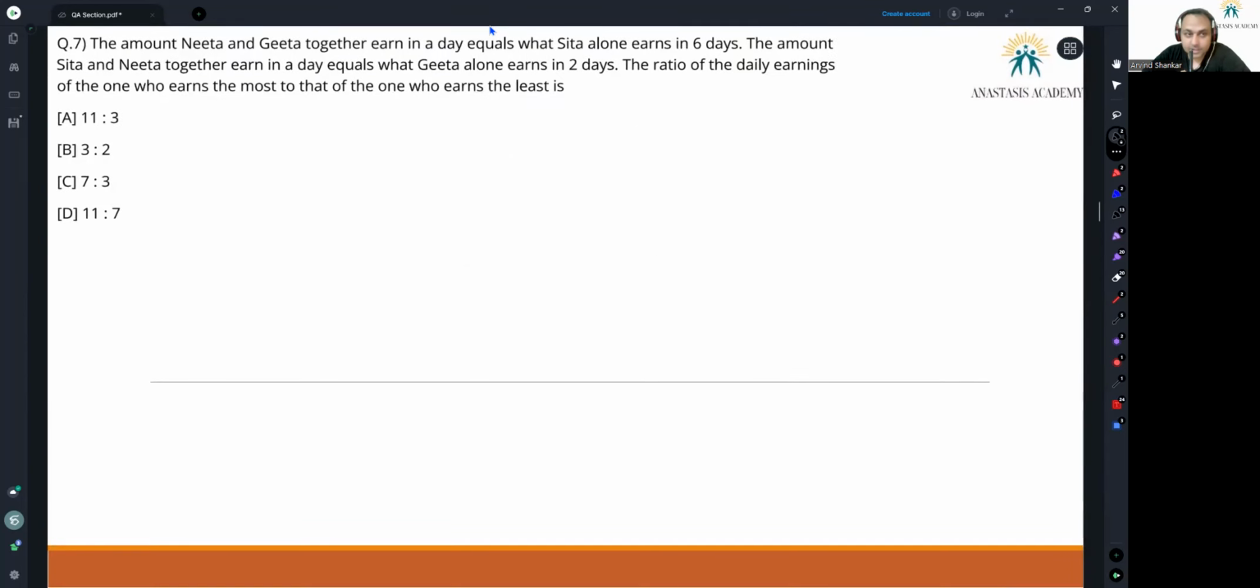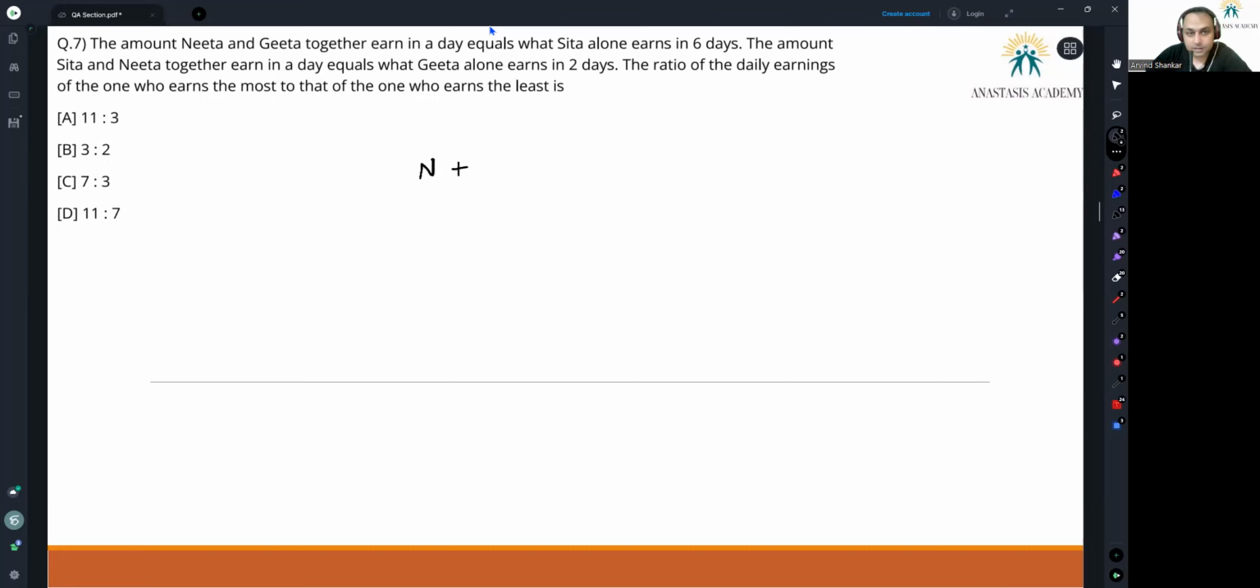Okay, the amount Nita and Geeta together earn in a day equals what Sita alone earns in 6 days. अच्छा, एक जनता ये बताना, इसको स्लो तरीके से करें कि अक्लमंद तरीके से करें? ठीक है, गिवन दैट प्रशांत हैज आस्क्ड फॉर इट, सिर्फ अक्लमंद तरीके से ही करेंगे.